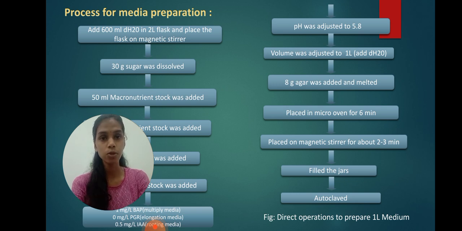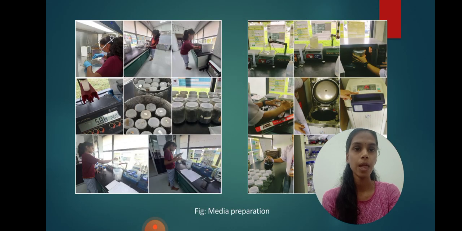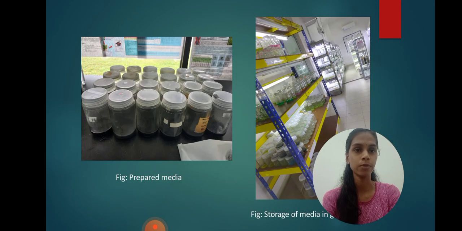Then the solution is placed in the microwave oven for 6 minutes. After the 6 minutes, the flask is removed from the microwave oven and placed on the magnetic stirrer for 2 to 3 minutes. After that, the medium is filled in the jars and autoclaved. And these are some photographs related to the media preparation of Spathoglottis plicata bloom.